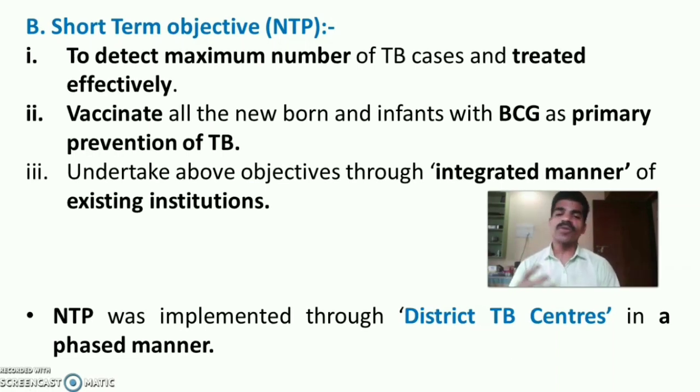Then the National Tuberculosis Program was implemented in India through district TB centers in a phased manner. So the objectives of the National TB Program were achieved, and TB control services were rendered, through the district TB centers in different phases. NTP services were delivered in a phased manner through the district TB centers from 1962 onwards.